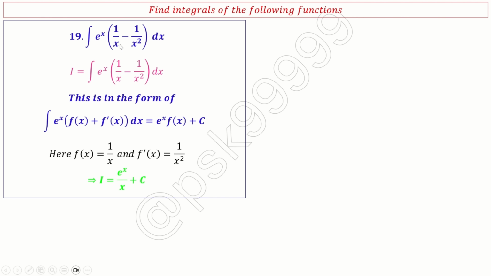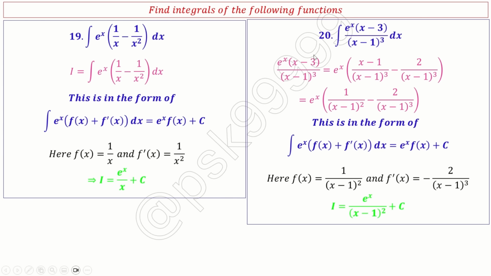This is also exactly the same. Straightforward, 1 by x is f of x, minus 1 by x square is f dash x. So your answer is e to the power of x by x plus c. This is also similar. You can first split x by 3 divided by x minus 1 whole cube into two partial fractions like this, and then you can solve it. Okay, next.